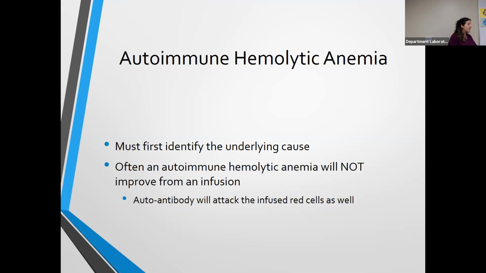Most cross-matches are negative: antigen negative, and then a negative cross-match. Okay, if you have a patient with an autoantibody, your cross-matches are going to be positive, right? And so we try to pick the unit that is least positive. All right, does that make sense to everybody?